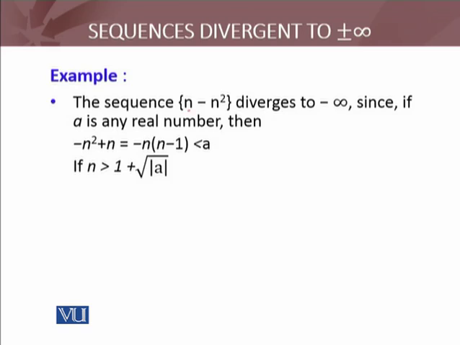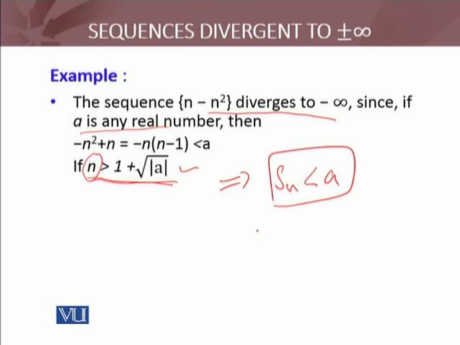Now this is the sequence n minus n square, and it diverges to minus infinity. Why? Because if we take any real number a, then minus n square plus n, जिसको मैं minus n into n minus 1 लिख सकता हूं, it is less than a if my integer n is greater than 1 plus square root of mod of a. I leave this as a small exercise to you कि for all n which satisfy this inequality implies the sequence Sn less than a for any real number a.